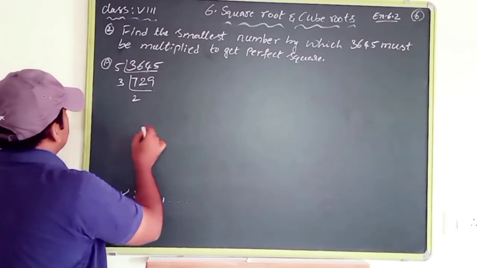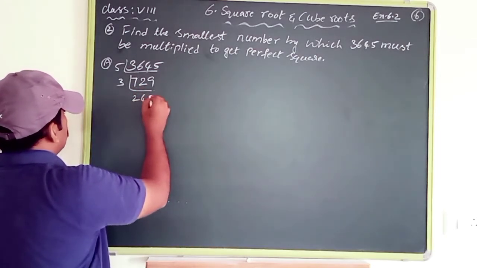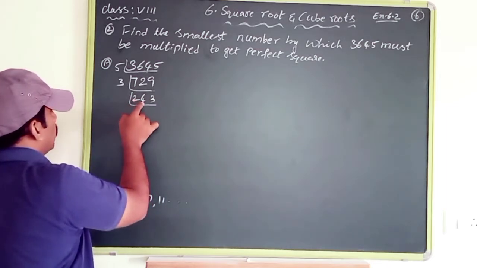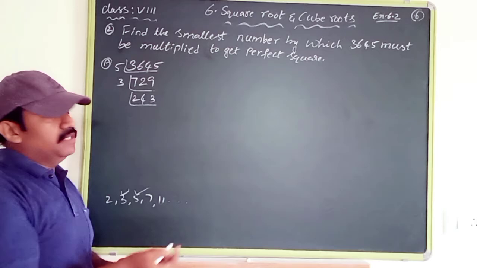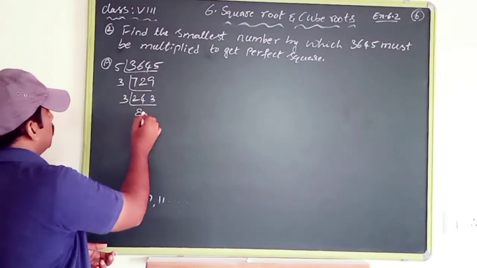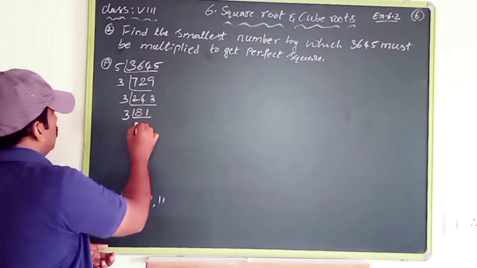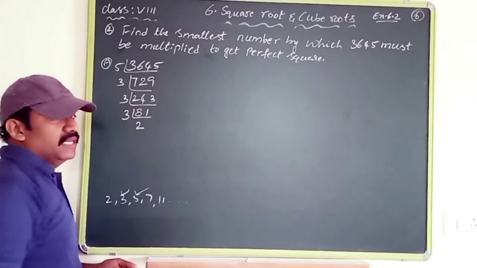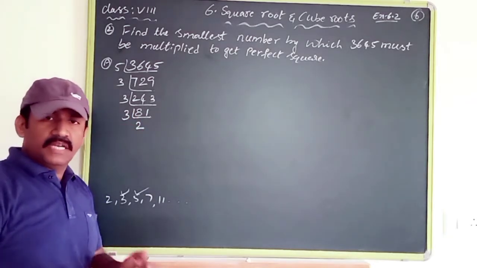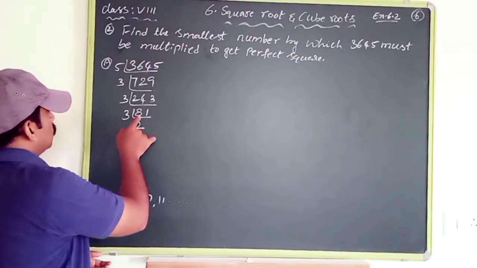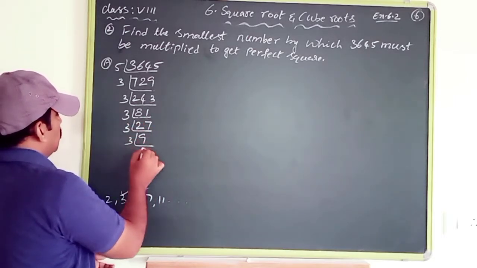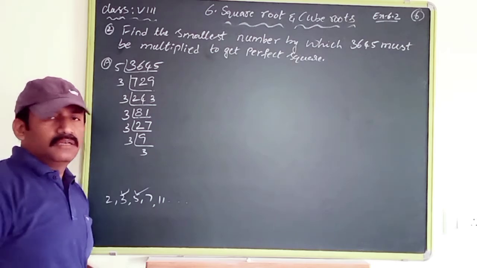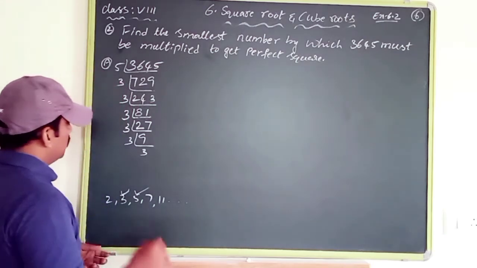3 2s are 6, 3 4s are 12, 3 3s are 9, giving 243. Similarly, 2 plus 4 is 6, 6 plus 3 is 9. 9 is a multiple of 3, so again we can divide by 3. 3 8s are 24, 3 1s are 3, giving 81. 8 plus 1 is 9, a multiple of 3, so again we divide by 3. 3 2s are 6, 3 7s are 21, giving 27, then 9, then 3.